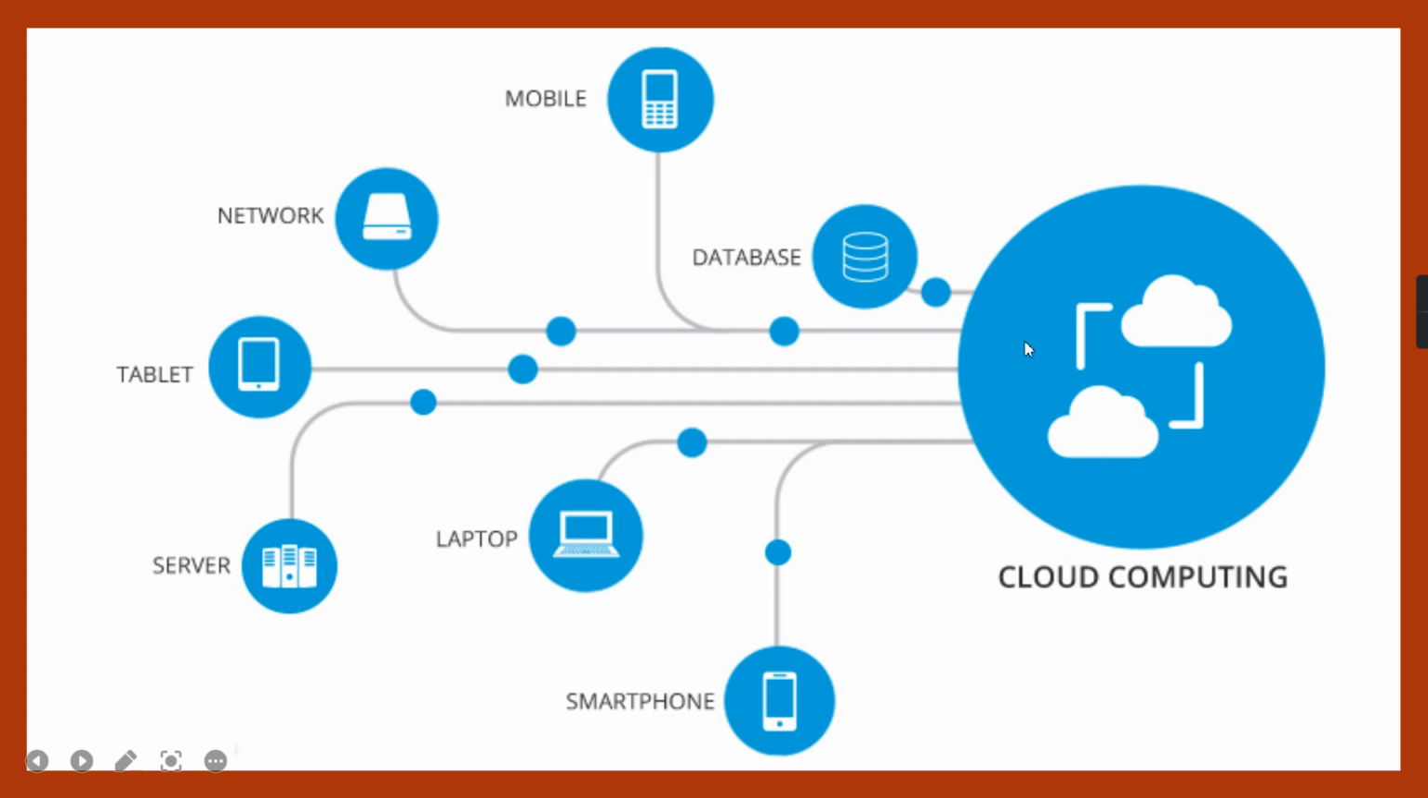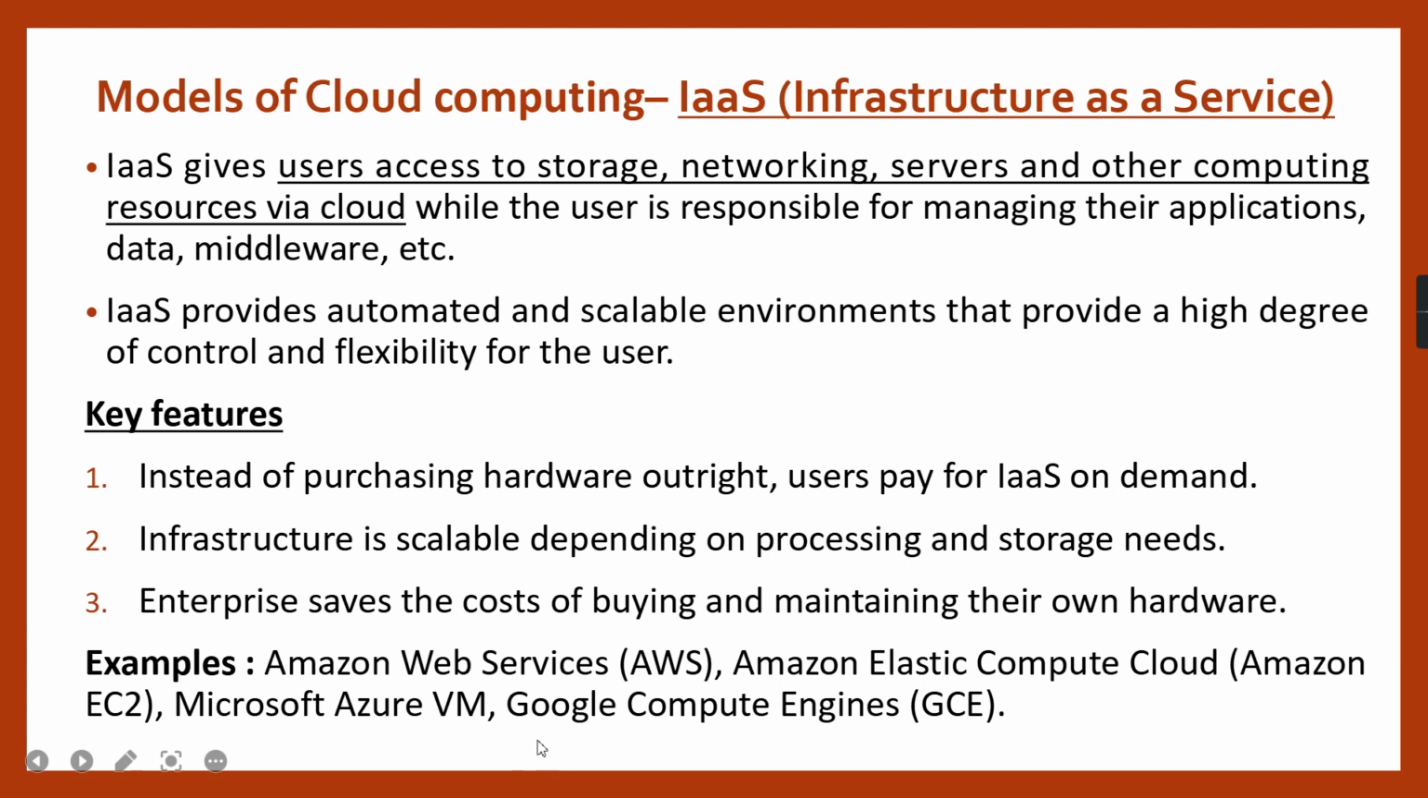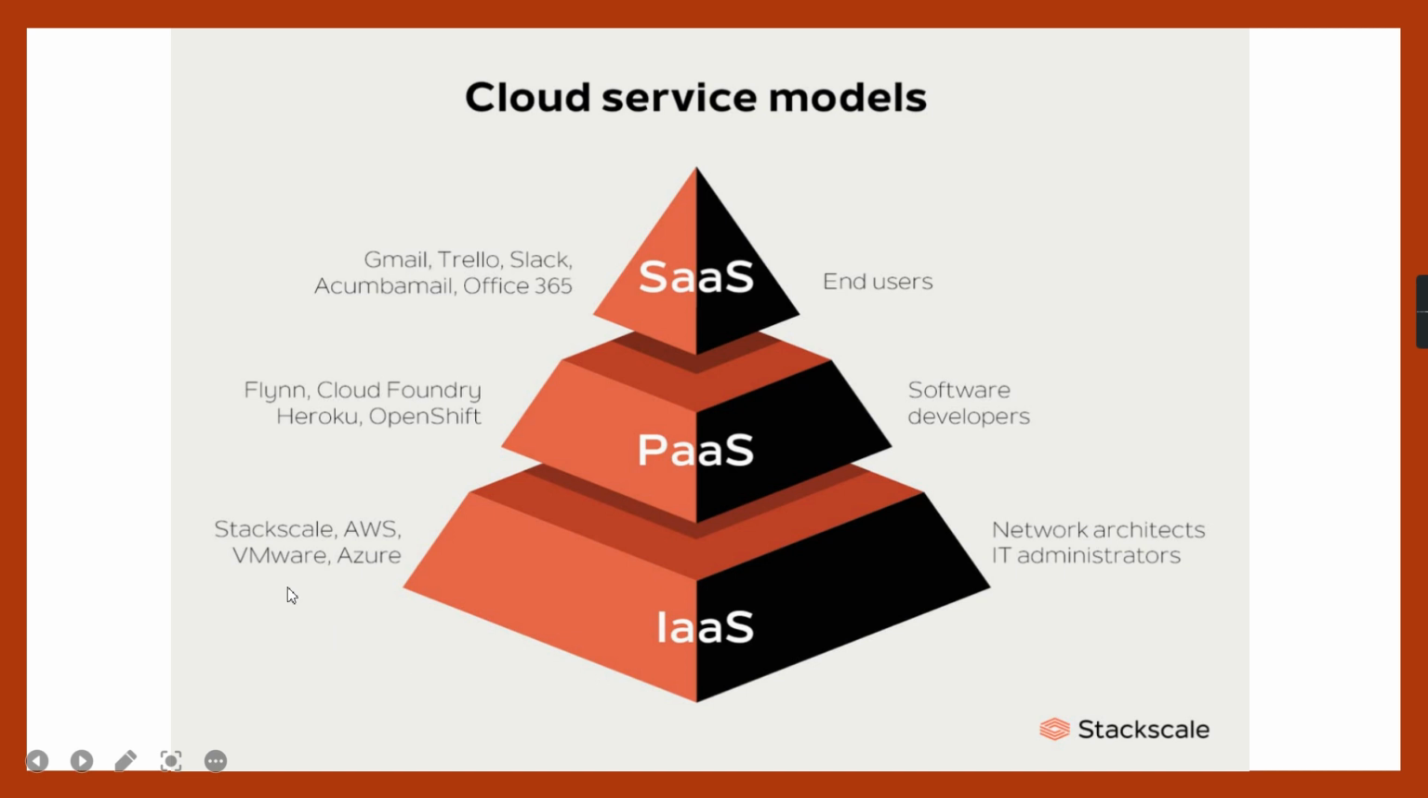So cloud computing is what? These are owned by giant companies like Google. See here, we have examples. Amazon Web Services, Amazon Elastic. So Amazon is not just an e-commerce website. It also has web services. It has Amazon Elastic Compute Cloud. Then Microsoft also has it, Google also has it, and as I told you, Cisco also has it. Many such companies. Here you can see more examples: TaxSale, VMware, Azure, Flynn, Cloud Foundry, OpenShift, Gmail, which we discussed, Trello, Slack, Office 365.